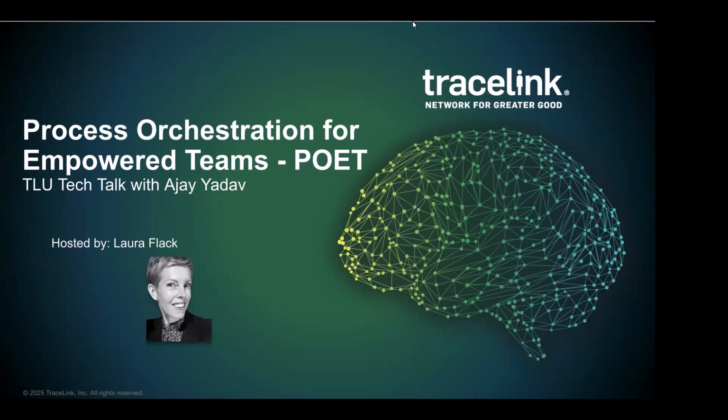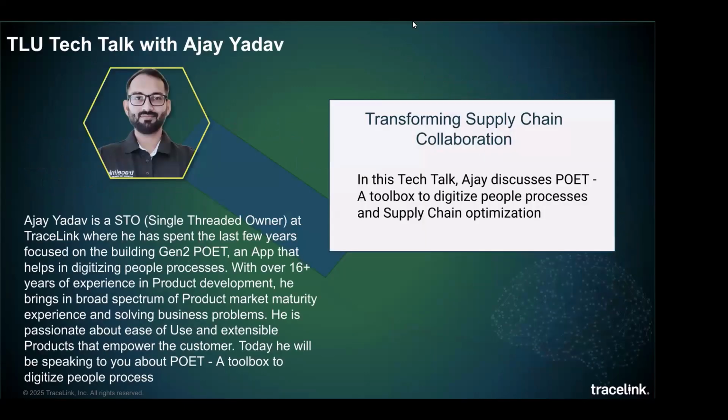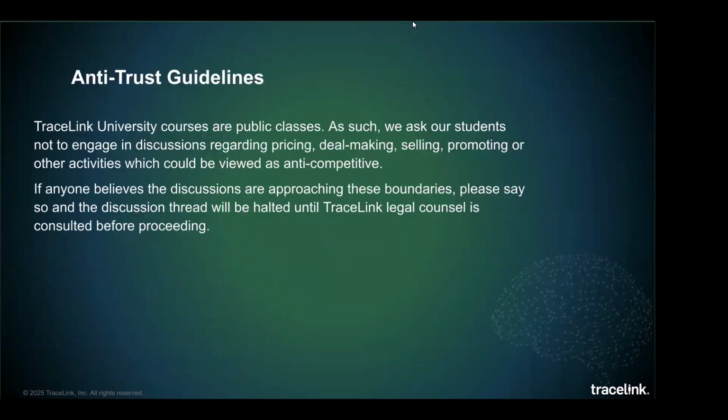Before I hand over to Ajay, I'm just going to go through a quick bio. Ajay is a STO, meaning single-threaded owner, at TraceLink. He spent the last few years focusing on building Gen 2 POET, which is an app that helps digitizing people processes. He has over 16 years of experience in product development, and he brings with him a broad spectrum of product market maturity experience and solving business problems. He's passionate about ease of use and extensible products that empower the customer. And like I said, he's going to be speaking to you today about POET, which is a toolbox to digitize people processes.